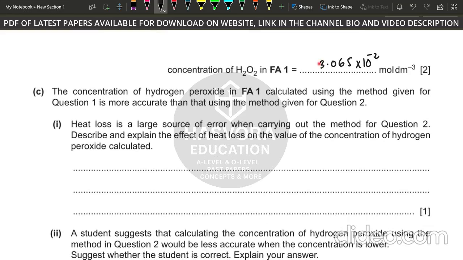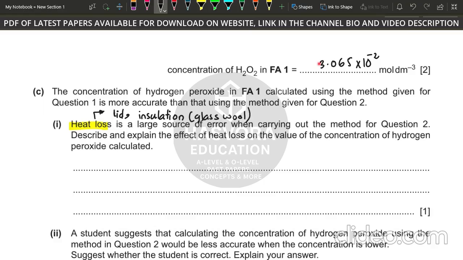Okay, so the concentration of the hydrogen peroxide in FA1 calculated using the method given for question 1 is more accurate than using the method given for question number 2. So heat loss is a large source of error, and let me tell you how you can avoid the heat loss in case it asks you in your exams. Okay, so one way it can be avoided is you can place the lid. Then the second way, you can use the insulation, and the best insulation that I will recommend is the glass wool. Okay, it is glass wool insulation.